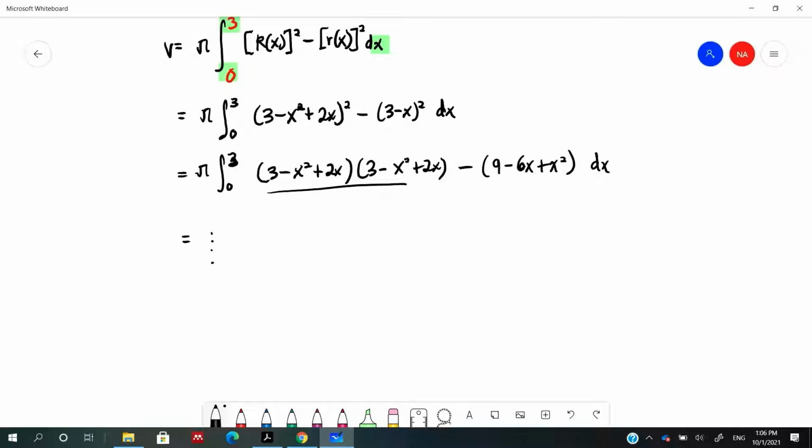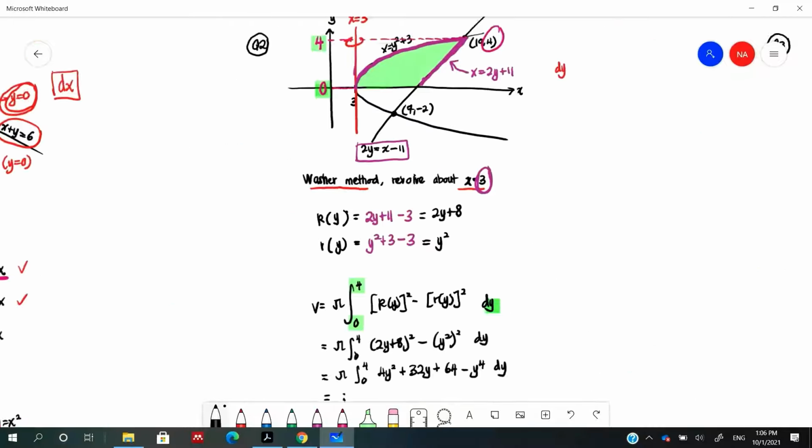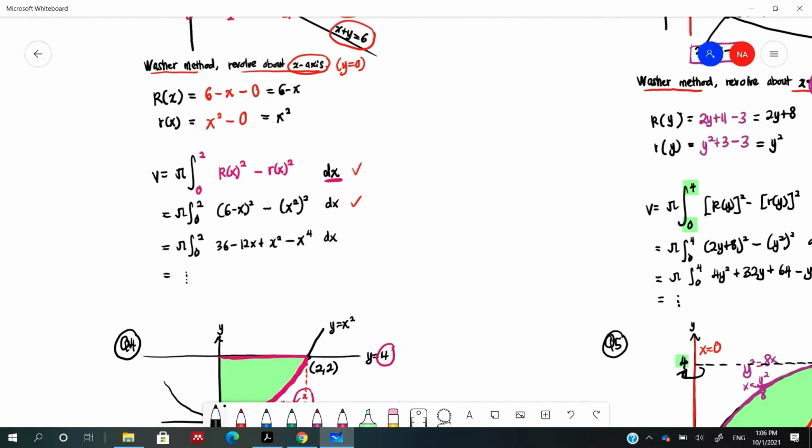So basically you have to determine whether the rotation is about a vertical line or a horizontal line. If it is about a horizontal line, it should be dx. If it is about a vertical line, it should be dy. After you determine that, you find the outer radius and inner radius with respect to x or y, and then substitute inside the formula, which should have the pi in front. Integrate from where to where, substitute back the outer radius squared minus the inner radius squared, integrate, and get the final answer for the volume. That's it for the washer method.